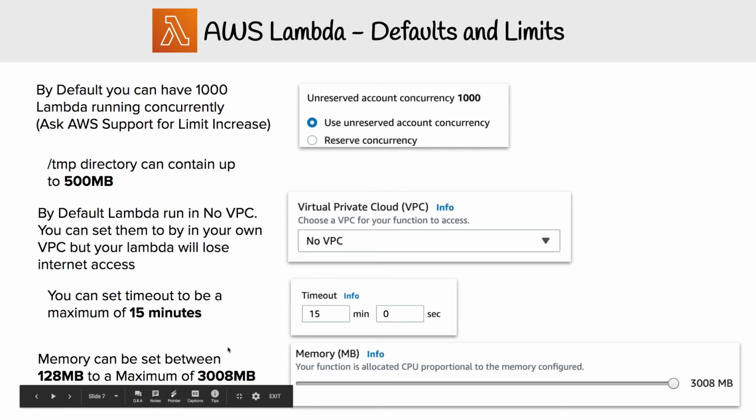And the last thing is memory. So you can set memory. Memory starts at 128 megabytes and goes up all the way to 3008 megabytes. The more megabytes you use, the more expensive it's going to be, paired with how long the duration is. And this goes up in 64 megabyte increments, okay? So there you go. There's the most important defaults and limits.